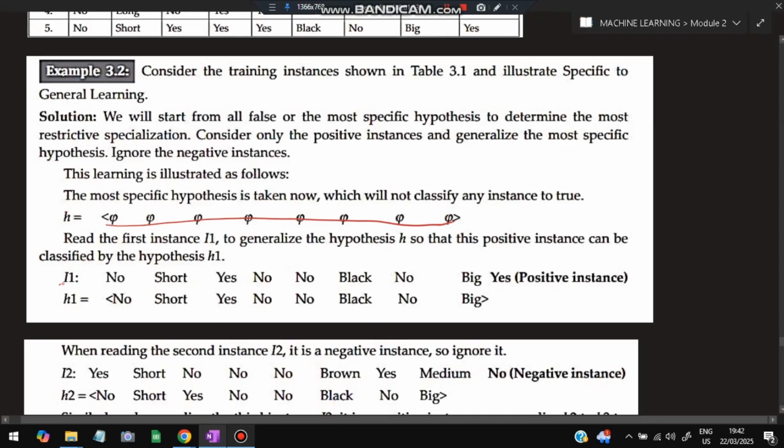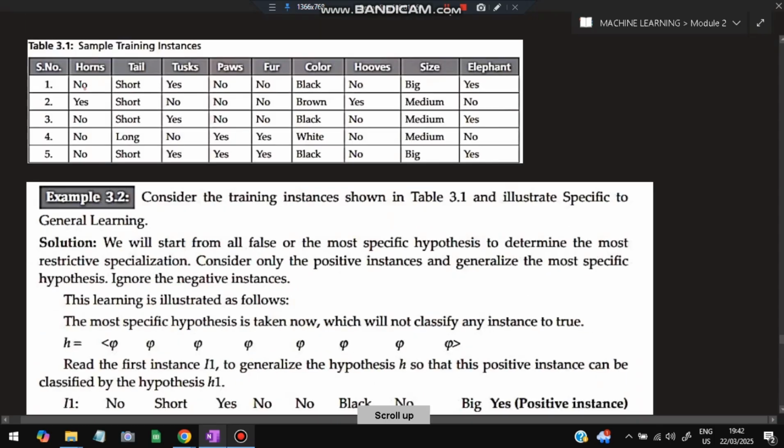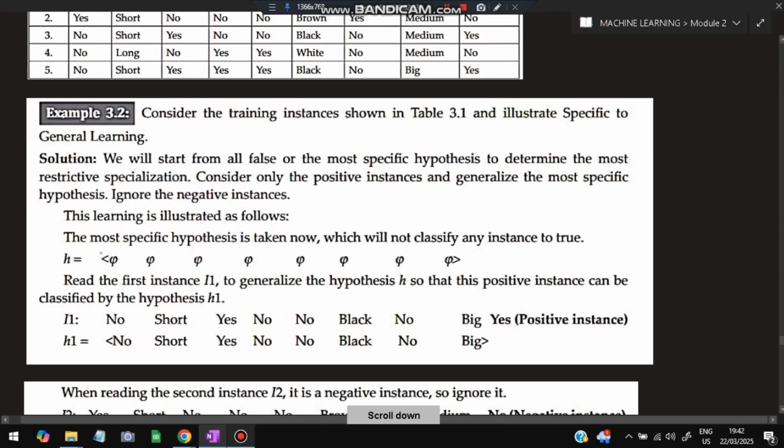Then consider the first iteration. Iteration first means this one. Remember, if you are going from specialization to generalization, we will be ignoring the no values. This will be ignored, this will be ignored, only these three values we will consider. Wherever yes is there, yes is a positive instance, no is a negative instance. In the output variable, yes is the positive and no is the negative instance. Now we have taken all the specifics here, and we have got: no, short, yes, no, and so on. So this is specific, but we have got a general value.